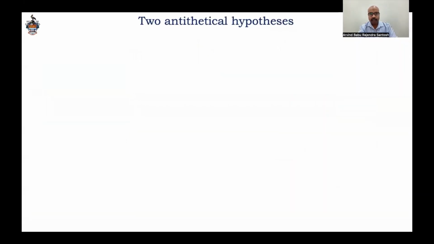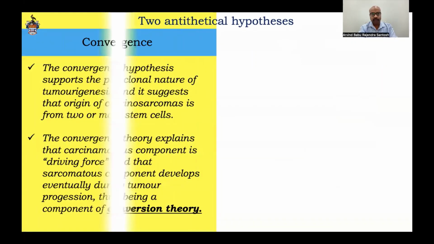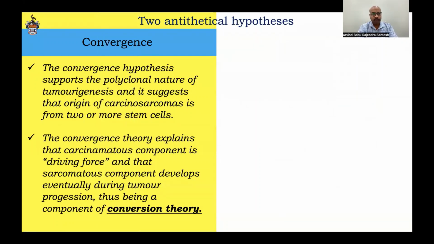So as I said earlier, I'm going to discuss the concepts behind why this particular tumor is categorized as biphasic. There are two antithetical hypotheses here. One is the convergence theory and the other is the divergence theory. The convergence hypothesis supports the polyclonal nature of tumorigenesis, and it suggests that the origin of carcinosarcomas is from two or more stem cells. The convergence theory explains that the carcinomatous component is the driving force and that the sarcomatous component develops eventually during tumor progression, and that this concept supports the conversion theory of biphasic tumors.